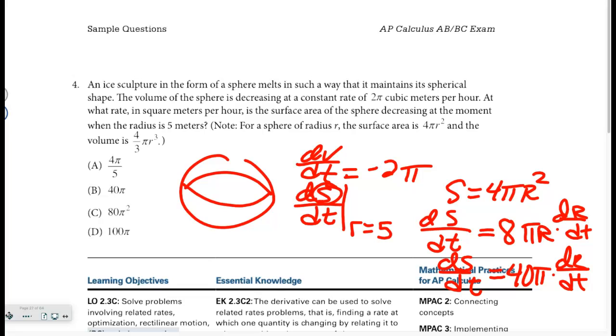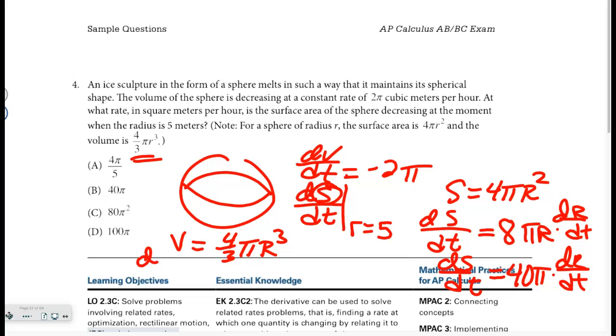So what have I not used yet? The volume. Exactly, you guys. And they gave me the formula for it. So they're basically telling me in the stem of the problem, you've got 2 things going on here, and you need to use them both. I started with the S because that's what I'm trying to find. So let's go write our volume formula down. 4/3 pi r cubed, correct?